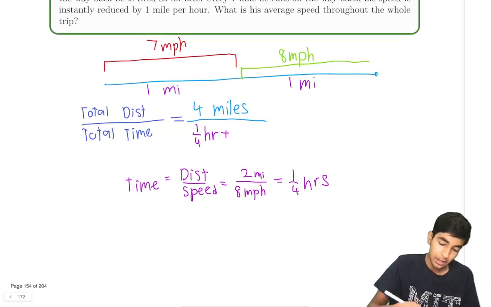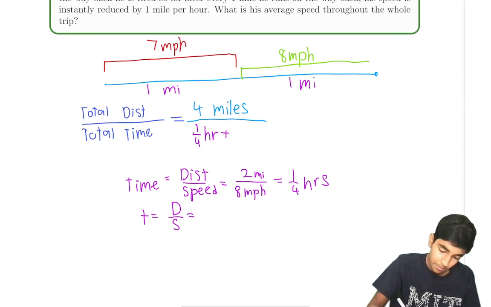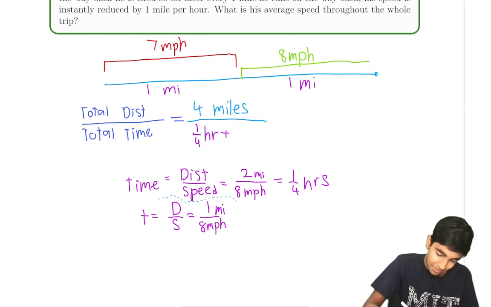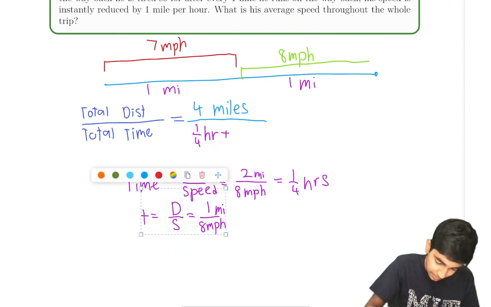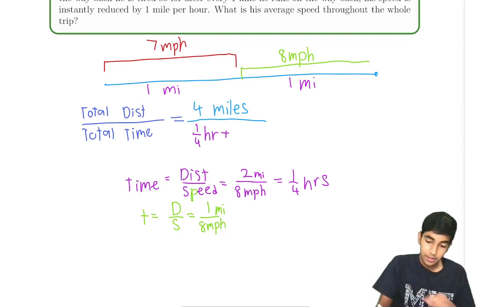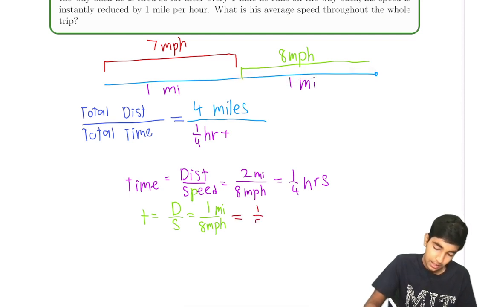Again, you use the same formula. Time equals distance divided by speed. And I'm just going to write it in shorthand notation now. T equals distance divided by speed. The distance is 1 mile. The speed is 8 miles per hour. And I'm talking about the first part over here. Maybe it will be better if I make it the same color so it matches. Let's see, this color. Okay, so for this part of the journey, this part will take 1 mile divided by 8 miles per hour, 1/8 hours.